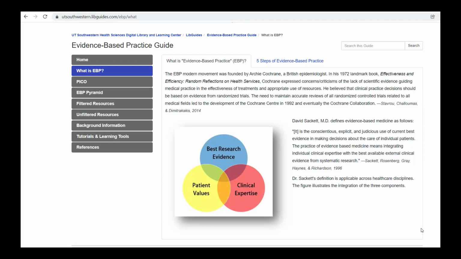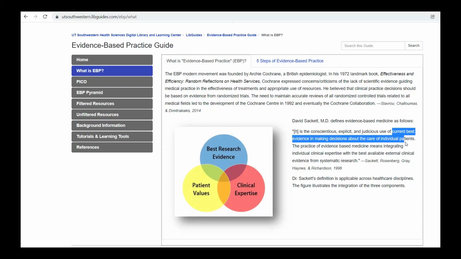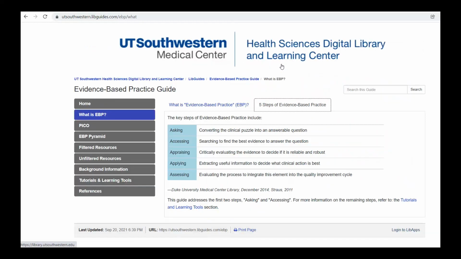But how do you know that the evidence is good? It's mostly what we're going to cover in this module: how to use current best evidence in making decisions about the care of individual patients, in the words of Dr. David Sackett here. So there are 5 steps to evidence-based practice.